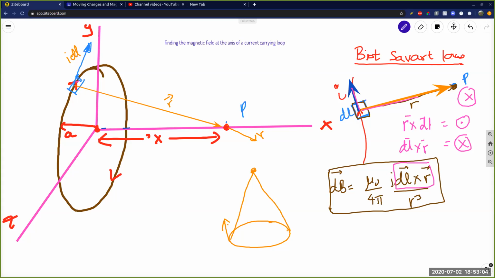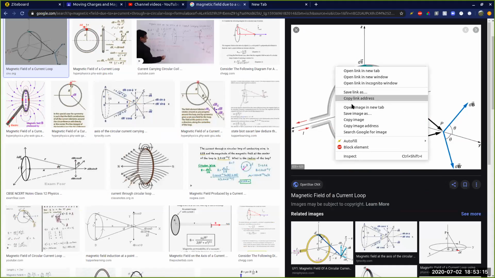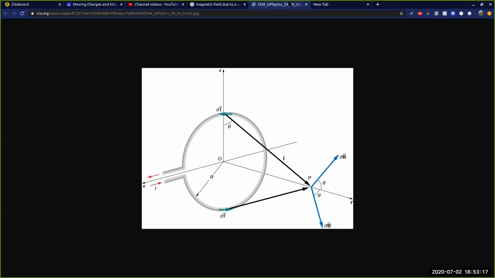Okay, so I'm showing you a diagram. It should make it more clear. I don't know if it confuses you more or not, but see, this is kind of a 3D diagram, but it is making things more clear. The Idl vector is like this, right? It is on the tangent, right? At this point it goes like this, at this point it is going like this, in the opposite direction. And the R vector is like this.